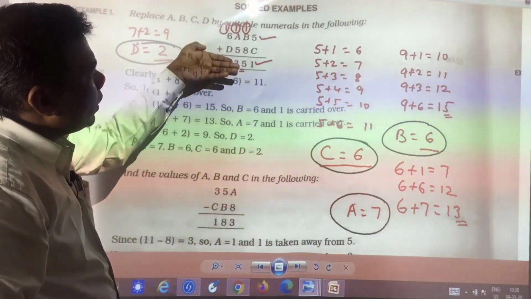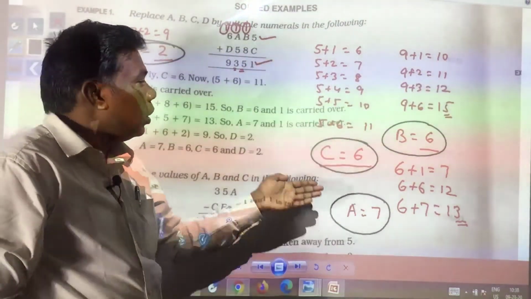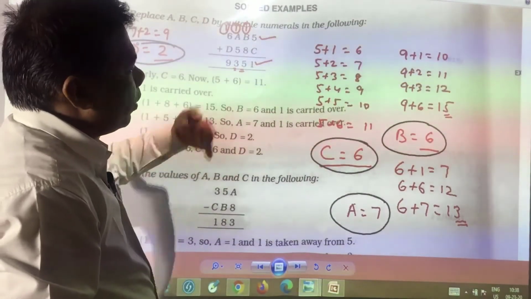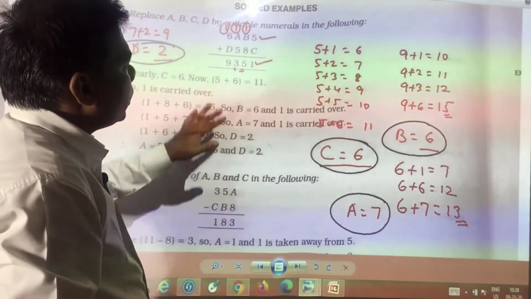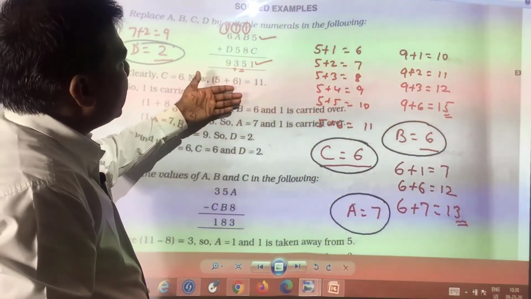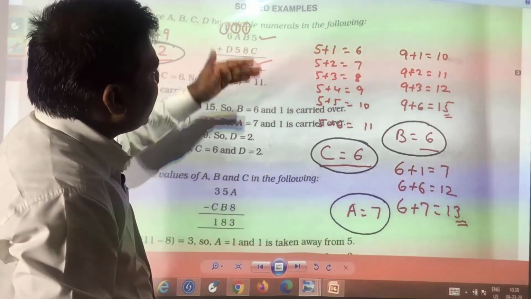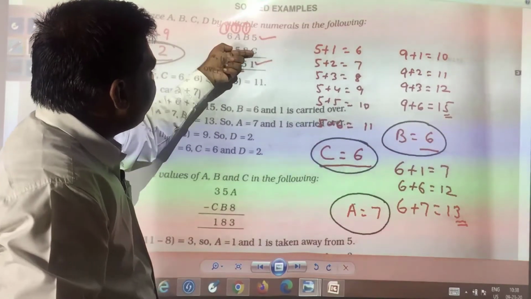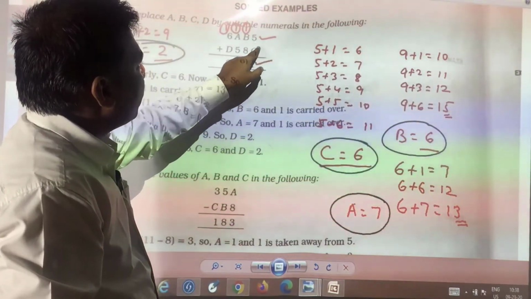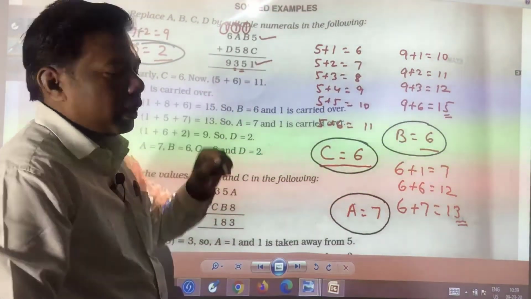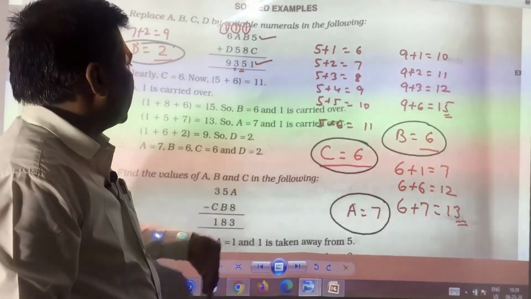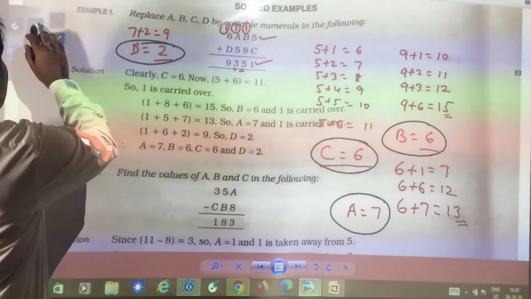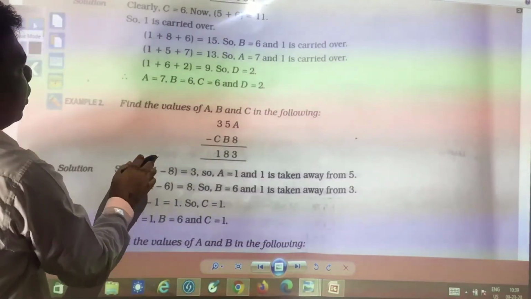So, by doing this process you need to find out. If you are practicing more and more, suppose many questions you are solving, then by seeing itself these things will not be required to be done. By seeing it you will know what number will be put over here, so that we will get 1. So, that practice is required.